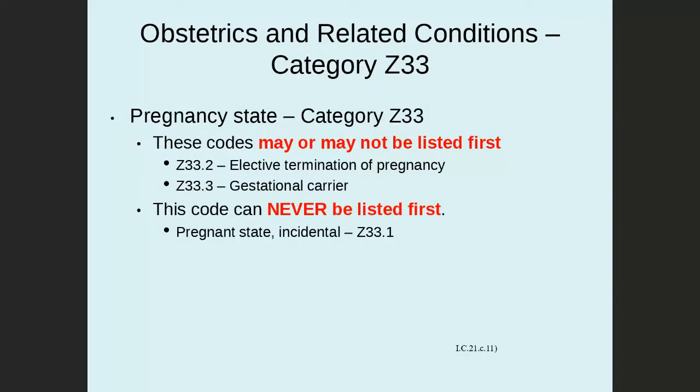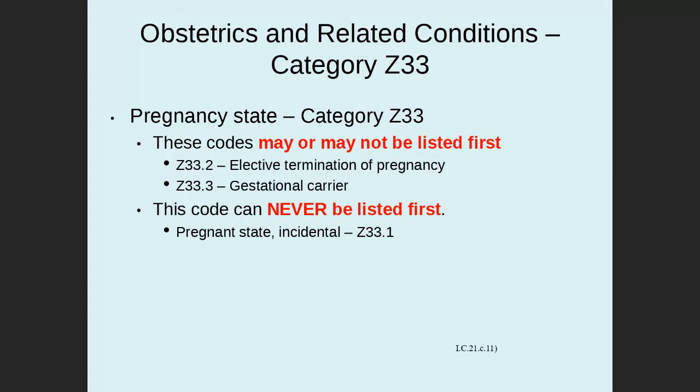Category Z33 is used for pregnant state. Some of the codes in this category are never listed first, while others may or may not be listed first. This is one of those confusing sections. So may or may not be listed first: Z33.2, elective termination of the pregnancy. The patient may have a condition that gives them the need to terminate the pregnancy.